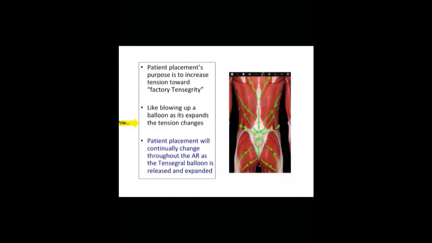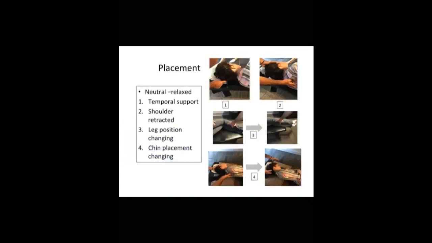And it's like blowing up a balloon, and that tension has to change. So patient placement has to change. Patient placement changes in a number of different ways. Patient placement changes by changing the legs. I change them from relaxed to stretched. This is a stretched balloon. That's a non-stretched balloon. I do that by tipping the head back and tipping it forward. Tip your head back, you'll feel it stretch the front. Tip it down, you feel it stretch in the back.